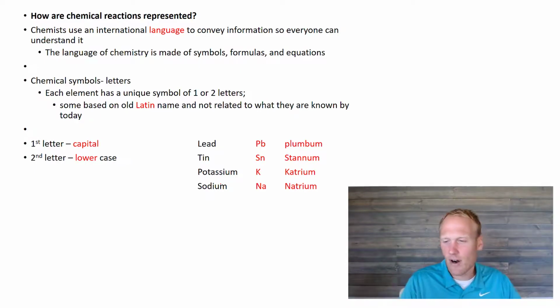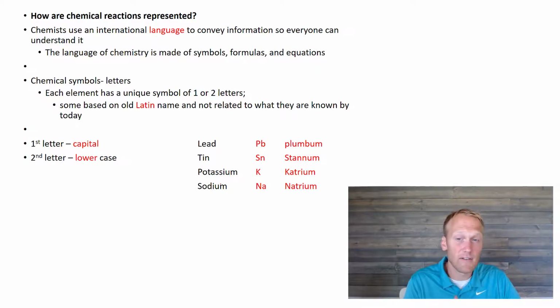If you look though, there are some elements that have symbols that don't make sense. For instance, if you look at the symbol for lead, it's Pb. That Pb is coming from the Latin root word, which is plumbum. And tin is Sn, which is coming from stannum, and so on. So in most cases, the symbol is going to correlate to the name of the element. But in some, because they're based on the Latin root name, they'll be a little different.